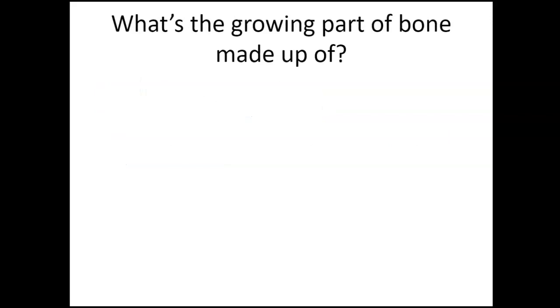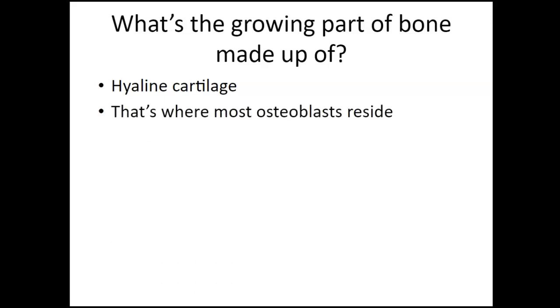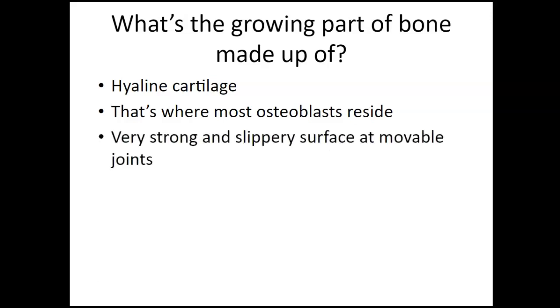The growing part of bone is made up of something called hyaline cartilage, another type of connective tissue. And that's where osteoblasts reside, because they're going to be forming bone on either side of that epiphyseal plate. Hyaline cartilage is very strong and has a slippery surface at the movable joints. And so that's the bare bones introduction to the skeletal system.